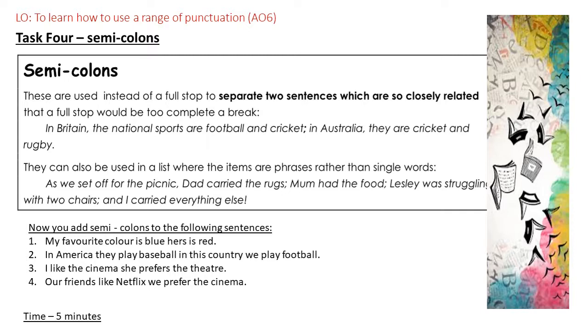My favourite colour is blue. Hers is red. In America, they play baseball. In this country, we play football. I like the cinema. She prefers the theatre. Our friends like Netflix. We prefer the cinema. So pause the video for 5 minutes to add in the semicolons.